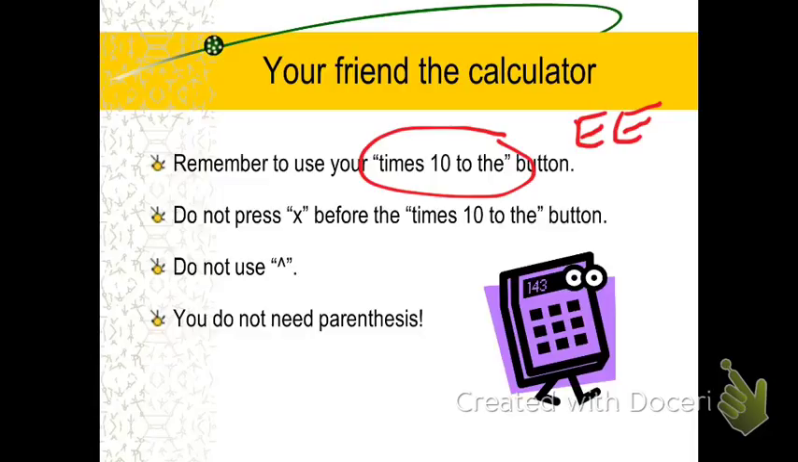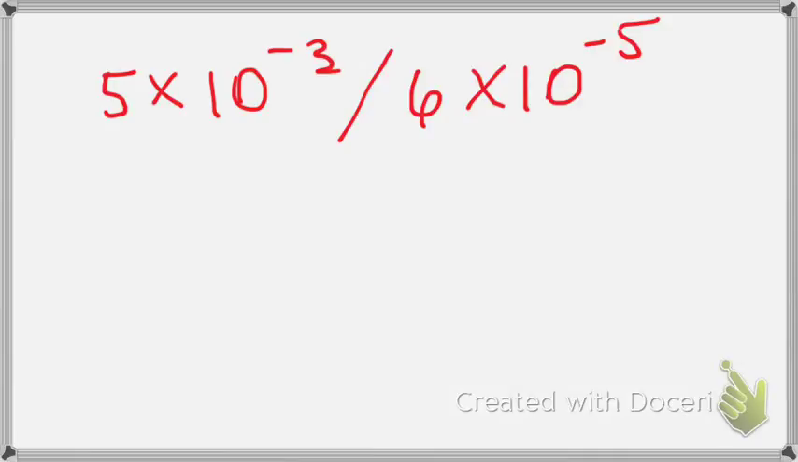When you do use that times 10 to the button, make sure that you don't actually press times before times 10 to the. It does throw your answers off by a power of 10, so do not do that. Also, you shouldn't have to use this little caret thing to raise your power. Also, you do not need to use parentheses. In fact, it makes the math very difficult if you don't use your times 10 to the button. And let me see if I can find an illustration to show you how.